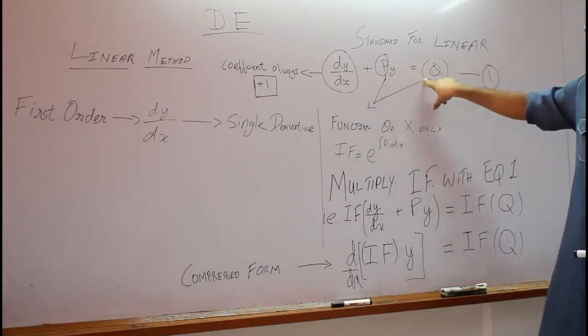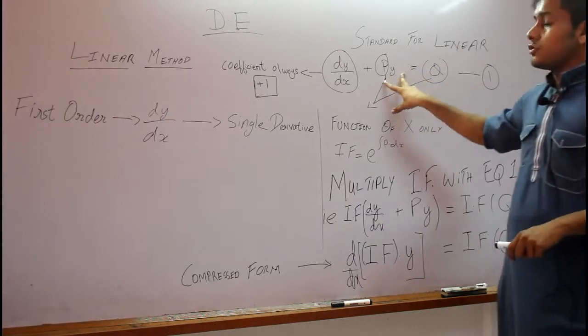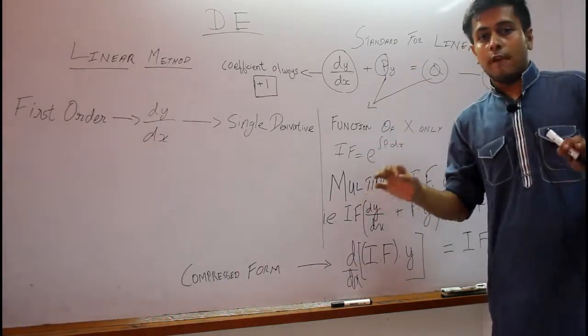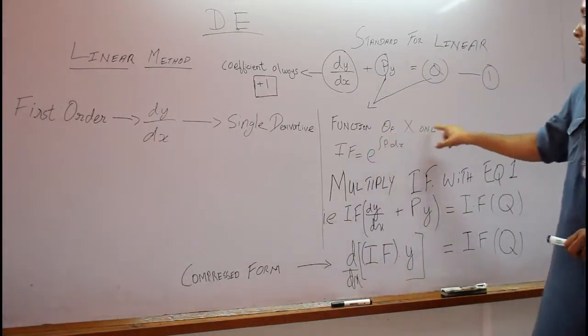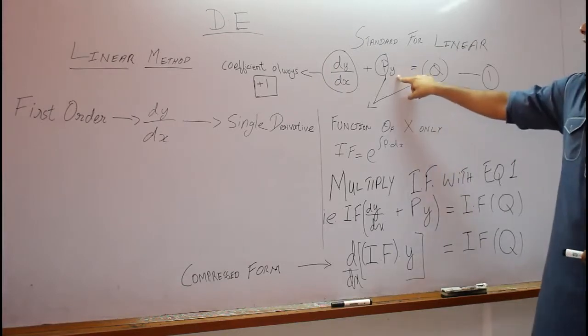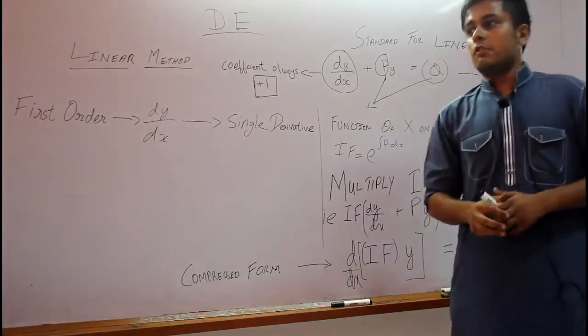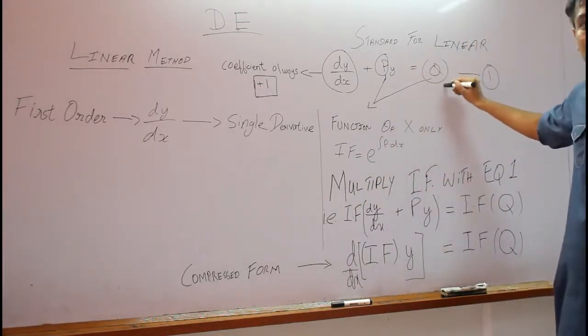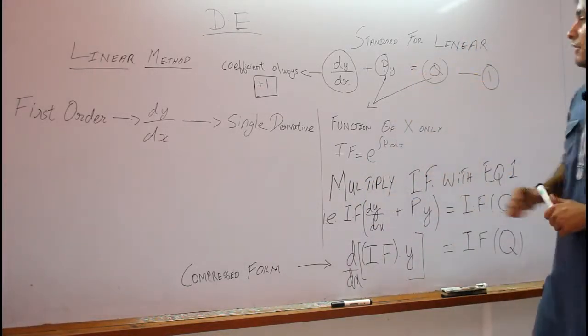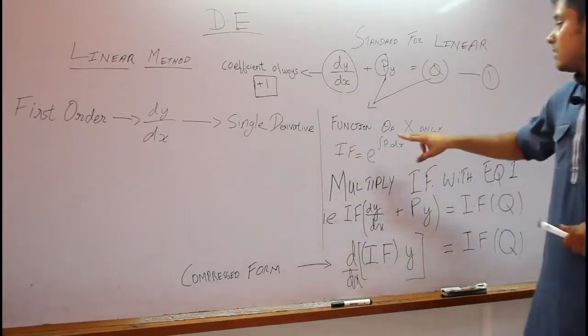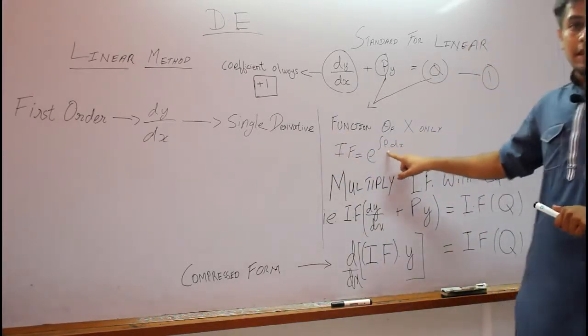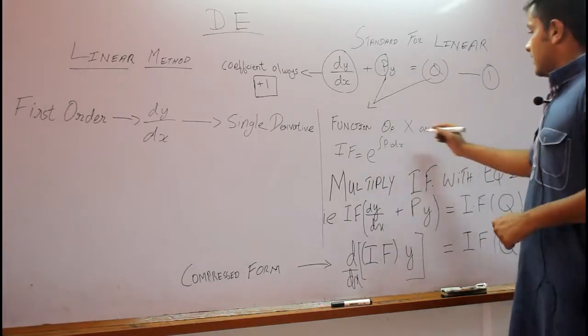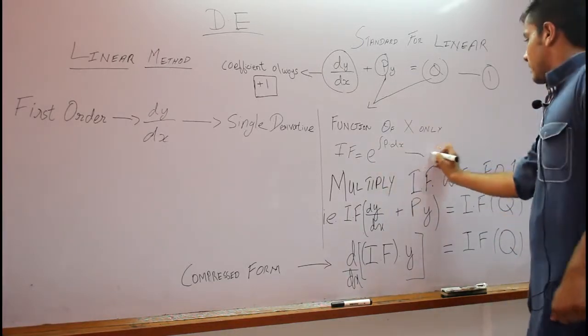These p and q are two functions. These two functions should contain only the function of x only. And this is why: any function of x multiplied with y is p, and any function alone with x is q. Then we have an integrating factor, which is e to the power integral of p, which is written over here. This is equation 2.